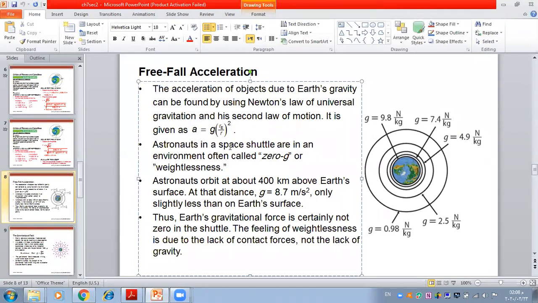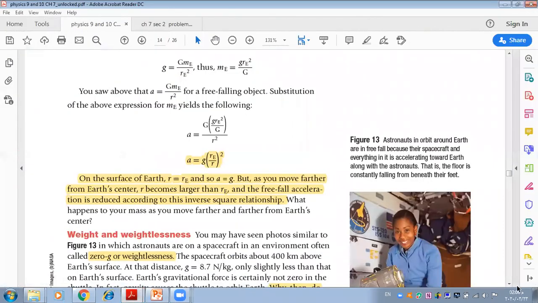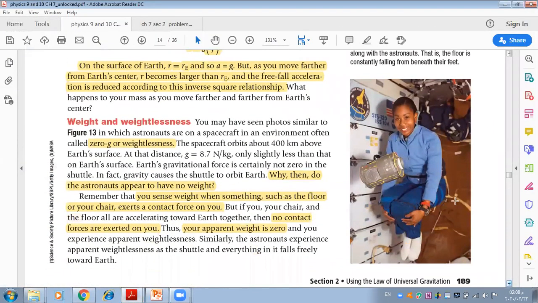The astronauts in a space shuttle are in an environment often called zero-G or weightlessness. You can see in your book this astronaut who feels weightlessness, right? She is floating in the air. Why does this happen? The gravity inside the shuttle is not zero. It is g, 8.7 newtons per kilogram. So there is gravity. But why does she feel weightlessness? This is the question now.